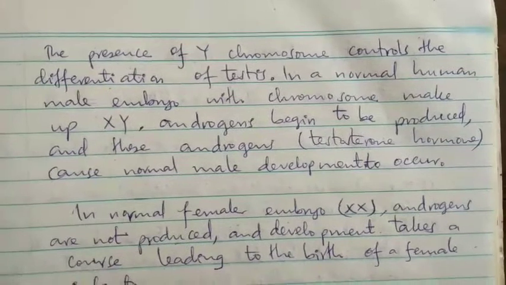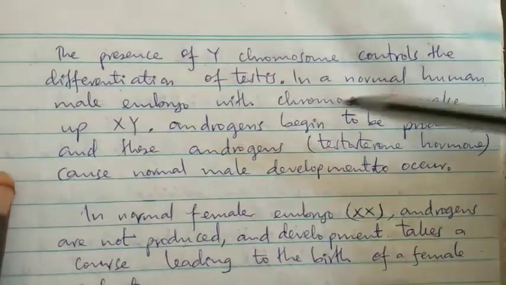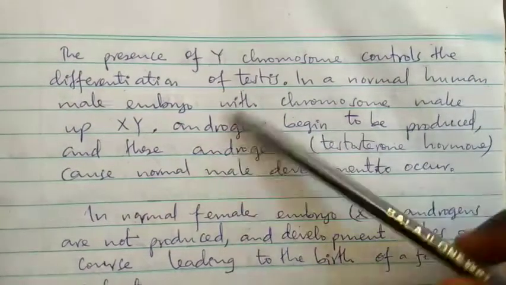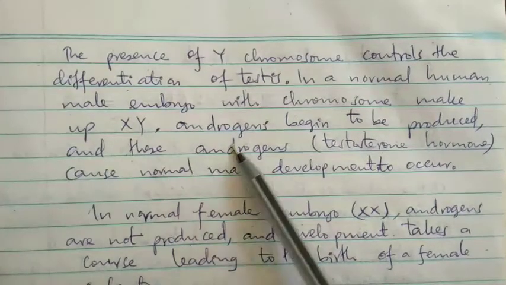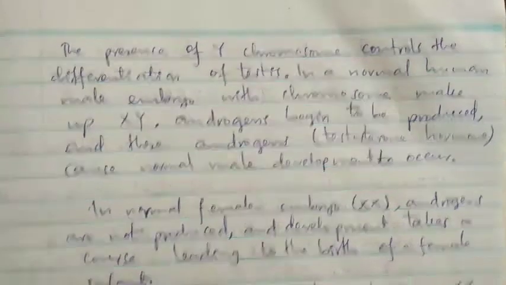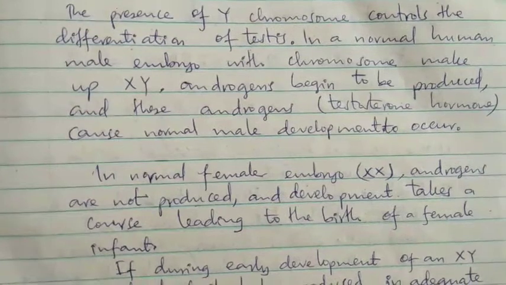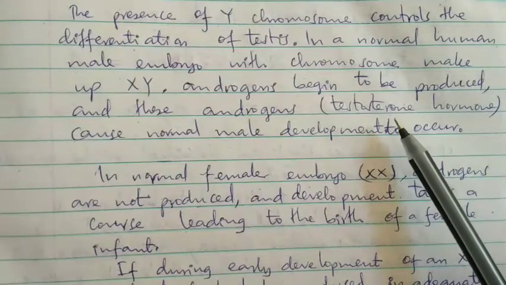Now the presence of Y chromosome controls the differentiation of testes. In a normal human male embryo with chromosome makeup XY, androgens begin to be produced, and these androgens, the testosterone hormone, cause normal male development to occur. Remember now, this event takes place in the mother's womb.